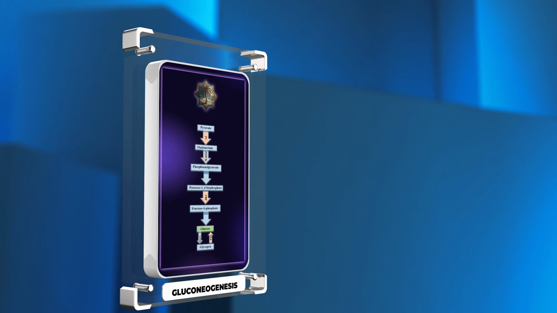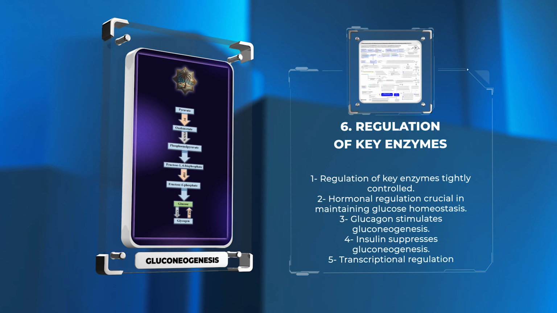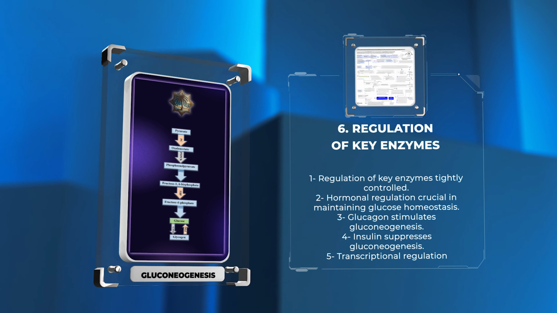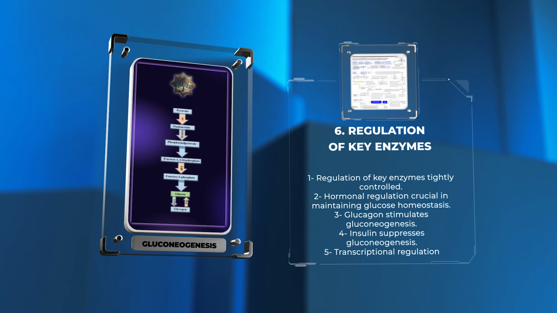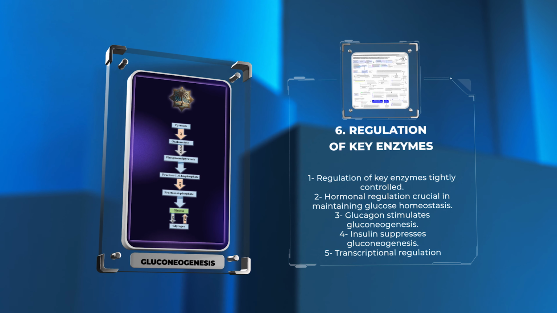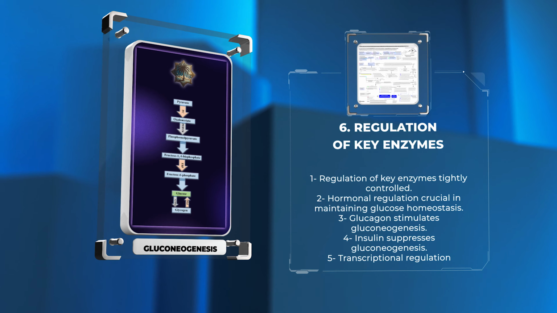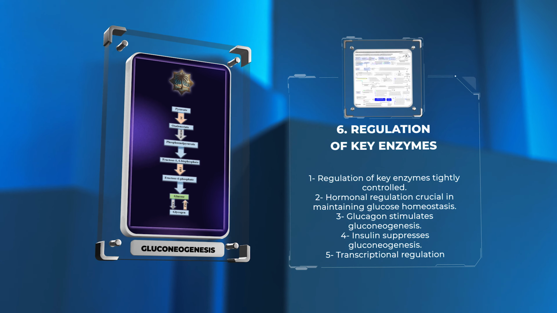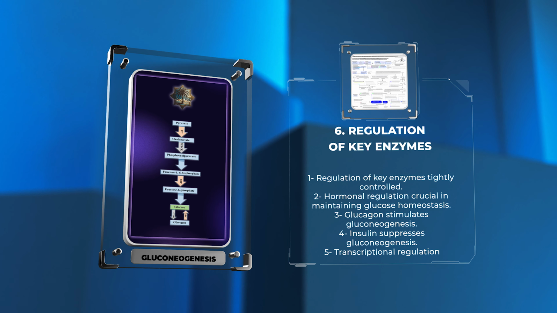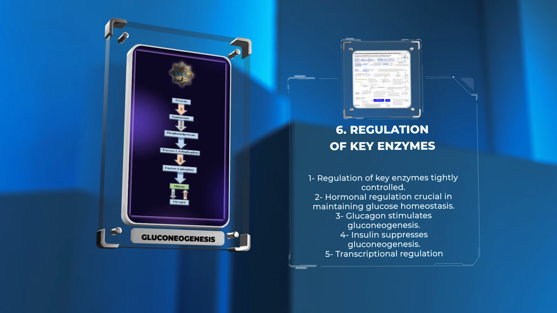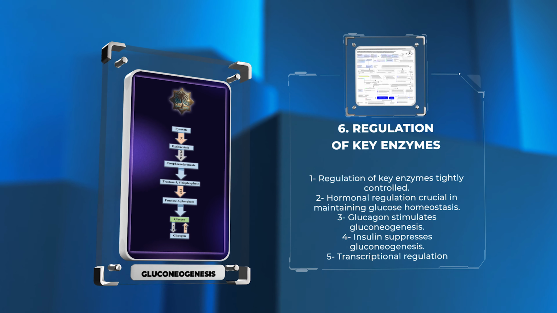The regulation of key enzymes in gluconeogenesis is tightly controlled to maintain glucose homeostasis. Hormonal regulation plays a crucial role, with glucagon stimulating gluconeogenesis through the activation of cyclic AMP-dependent protein kinase A. Conversely, insulin suppresses gluconeogenesis by inhibiting several key enzymes. Transcriptional regulation also influences gluconeogenesis, with transcription factors such as FOXO1 and CREB binding protein modulating gene expression. Unraveling the regulatory mechanisms allows us to gain insights into the fine-tuning of gluconeogenesis under different physiological conditions.